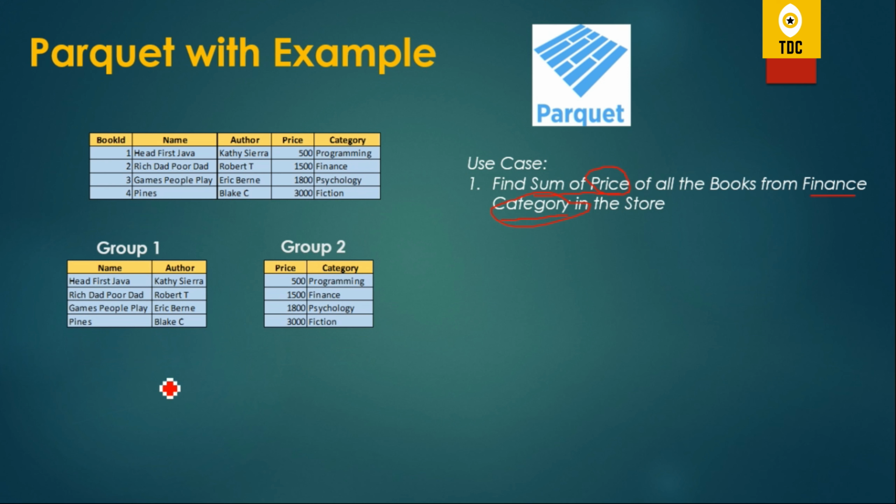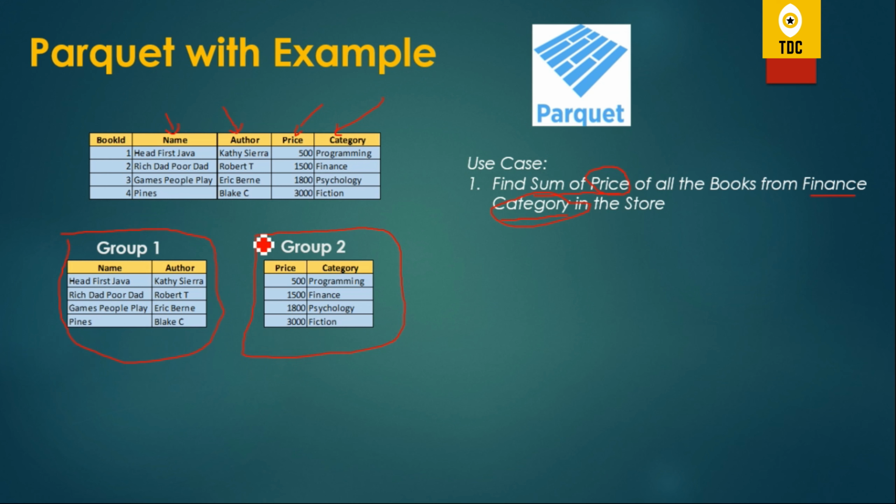As you know, Parquet will group the data, so a few columns will be taken in the first group. Let us take the first two columns in the first group, and the third and fourth columns in the second group. After splitting it, as you can see, the data is split into two parts: group one has name and author, and group two has price and category. Group one might be on a different disk, or it might be physically stored on a different node. Similarly, group two might be stored on a different disk and a different node.